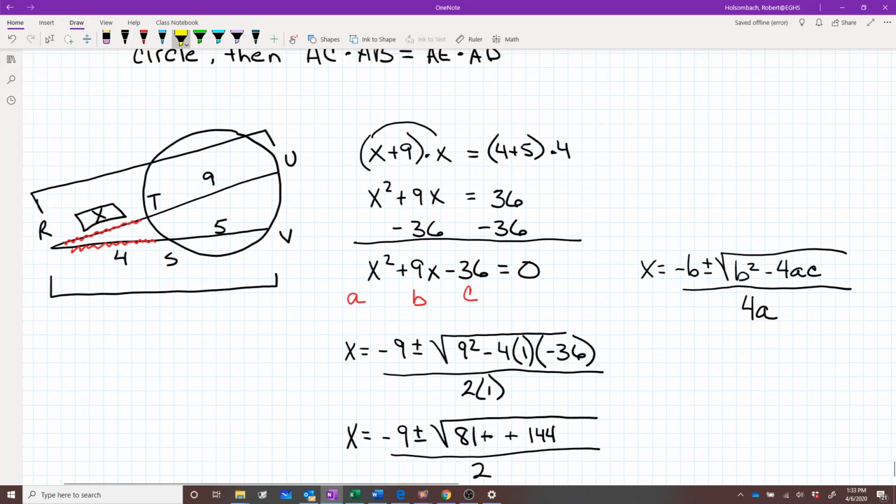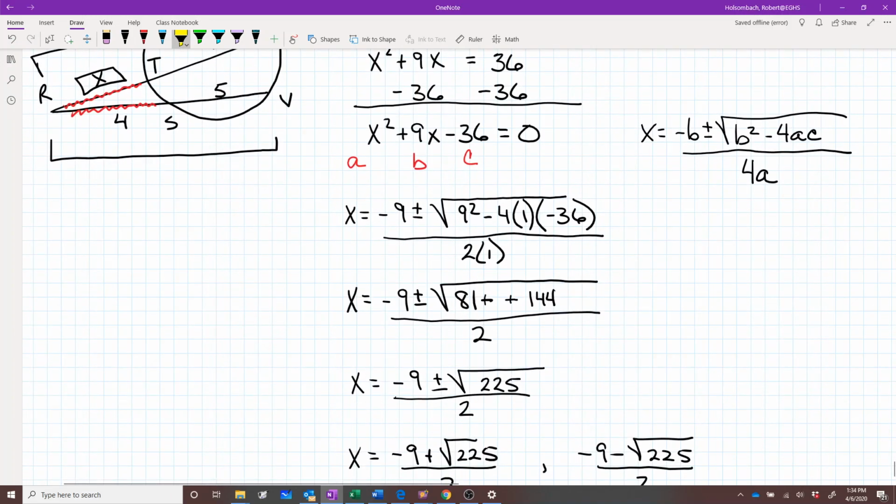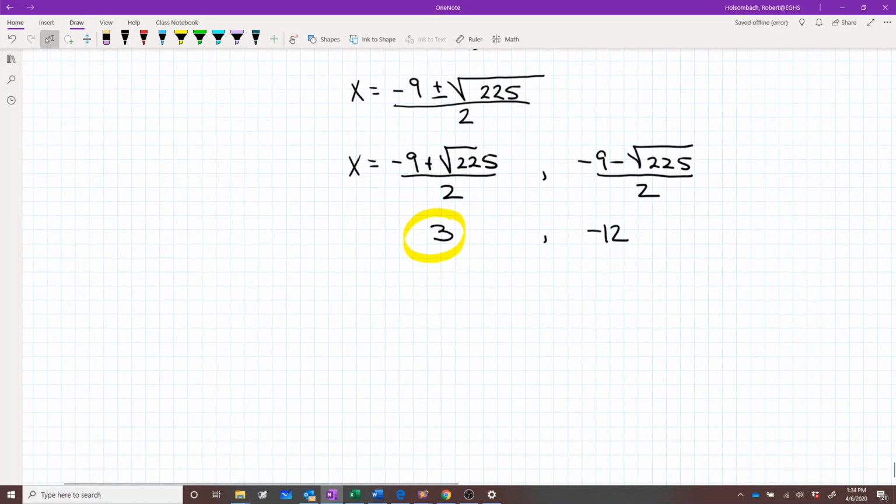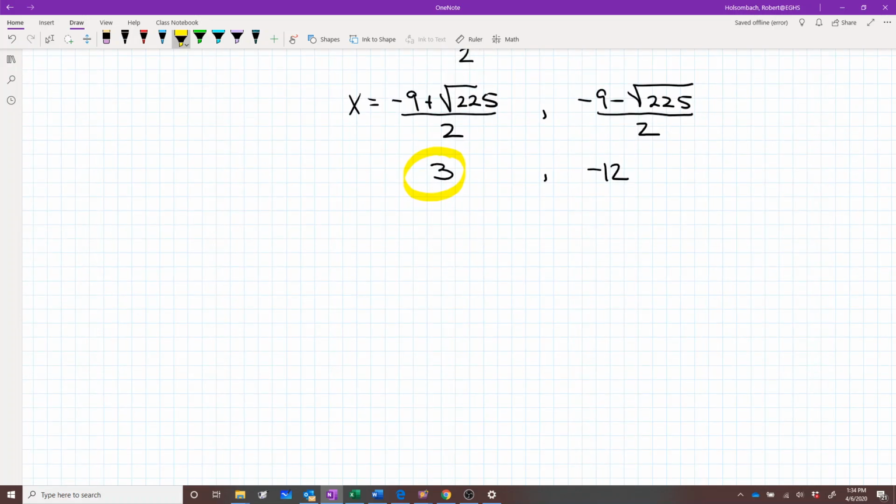That's your rule as it relates to secant segments and how to solve the problem using the quadratic formula. So our second example today is going to relate to tangent segments, and here's an example and the rule for tangent segments.